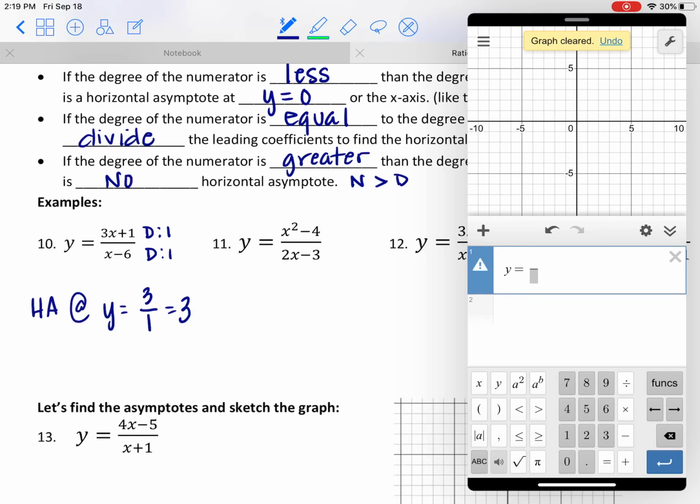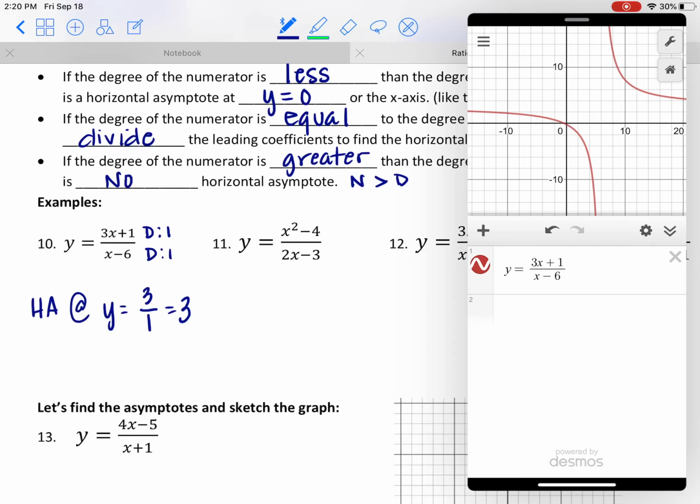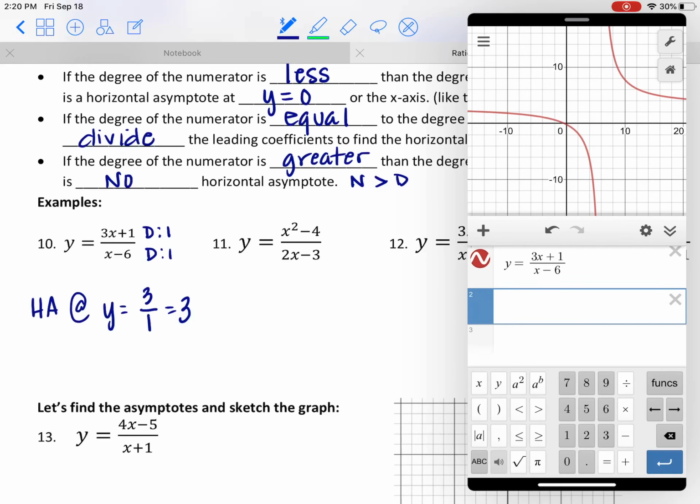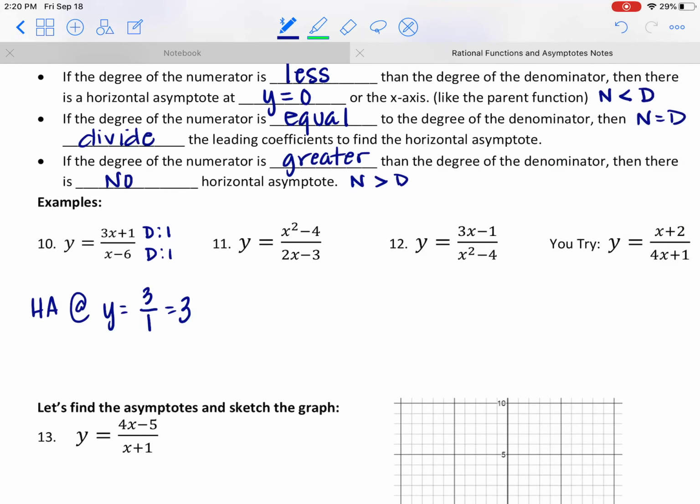Y equals, put a fraction in here, 3x plus 1 on the top, x minus 6 on the bottom. So I'm going to zoom so I can see it. I'm saying, based on the math I just did, that this is going to have a horizontal asymptote at y equals 3. Let me put it in here and make sure that it looks right. And yeah, I can see those branches approaching that horizontal line at y equals 3. Okay? Alright, let's try this one.